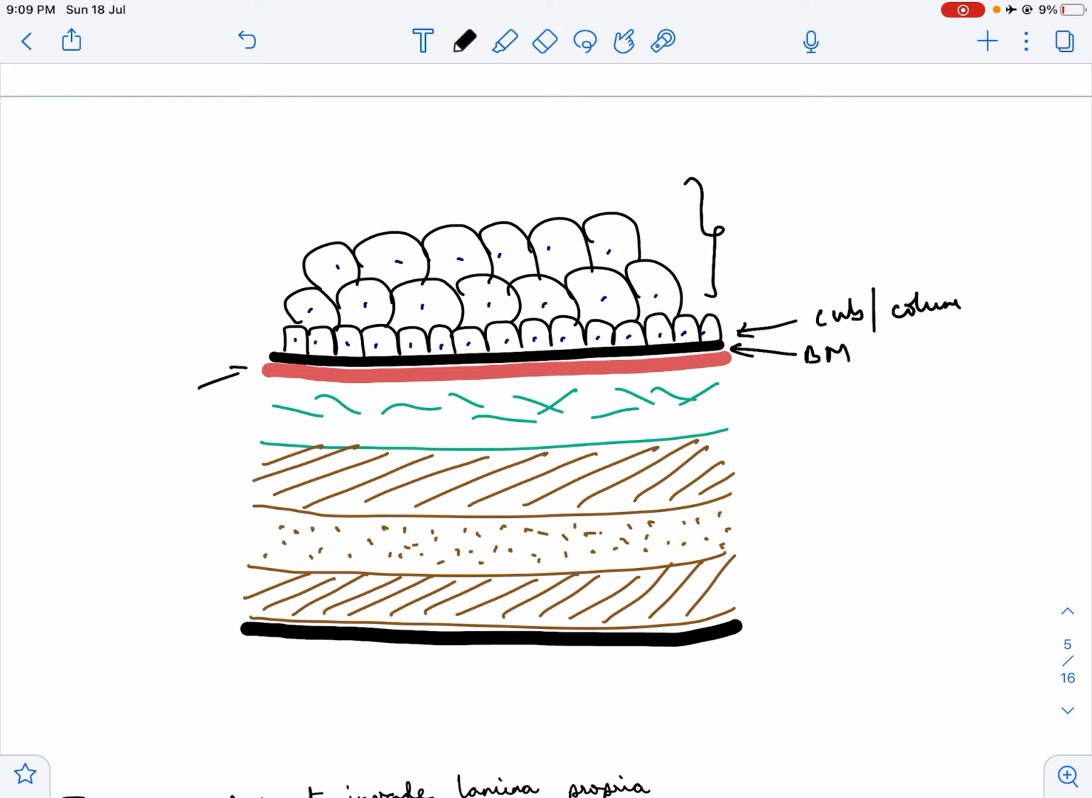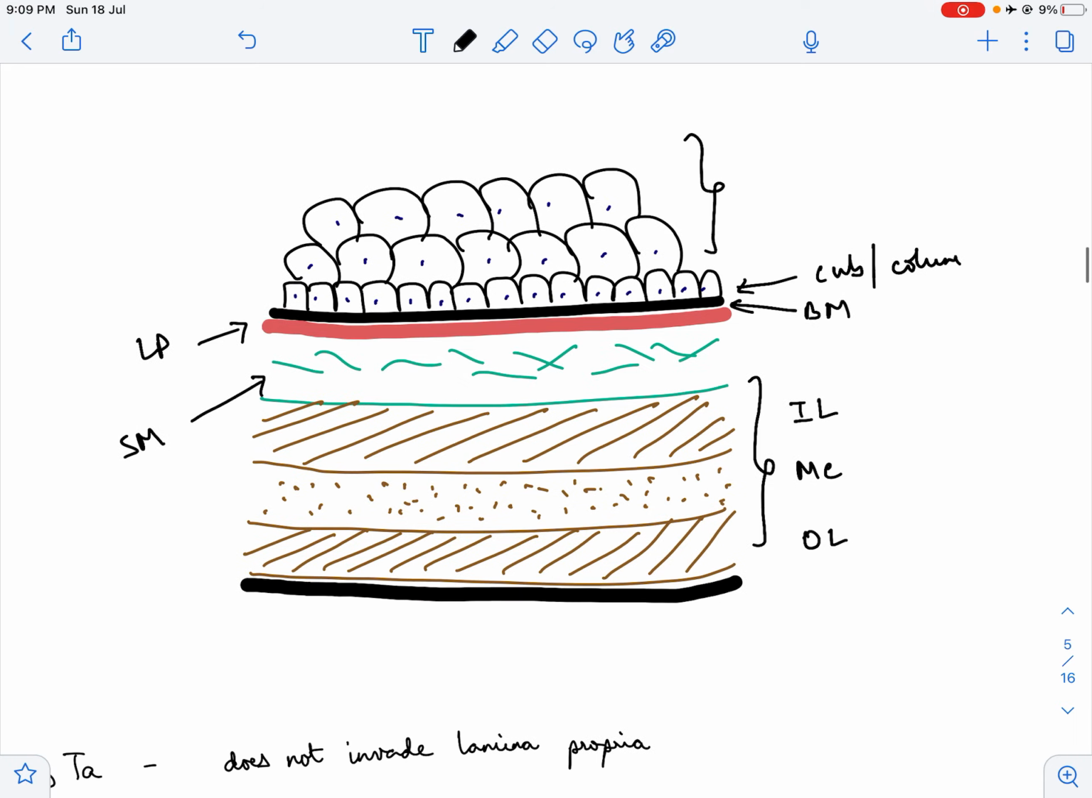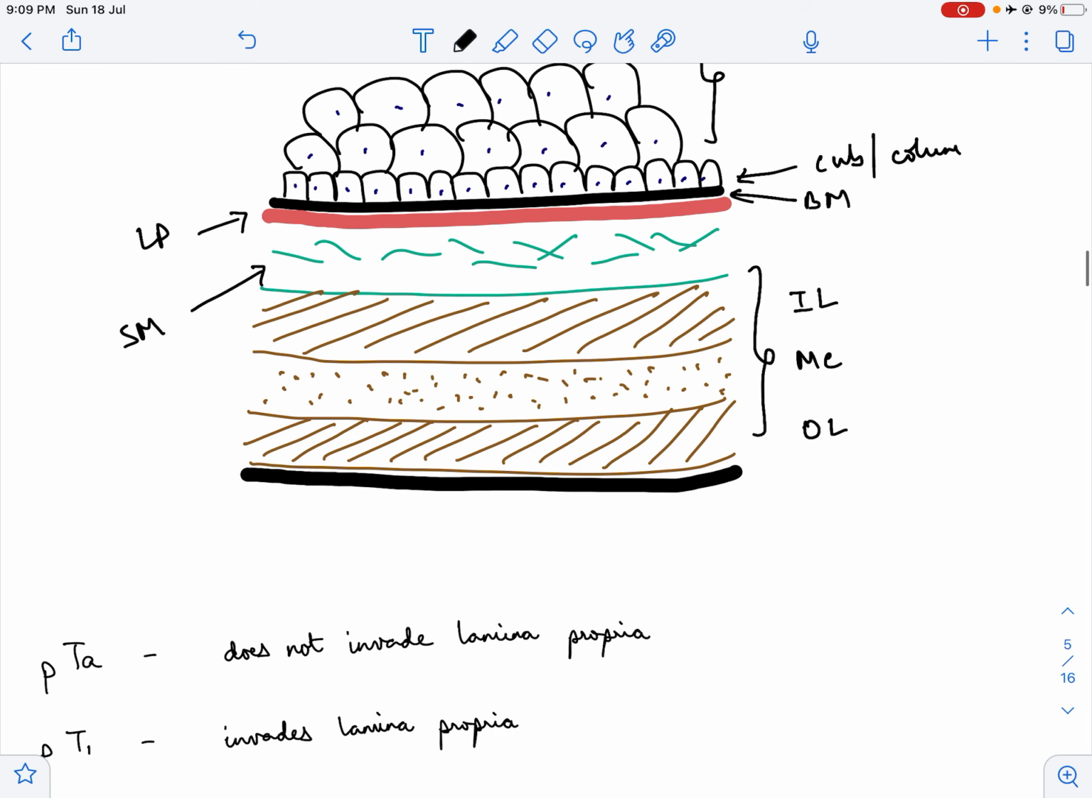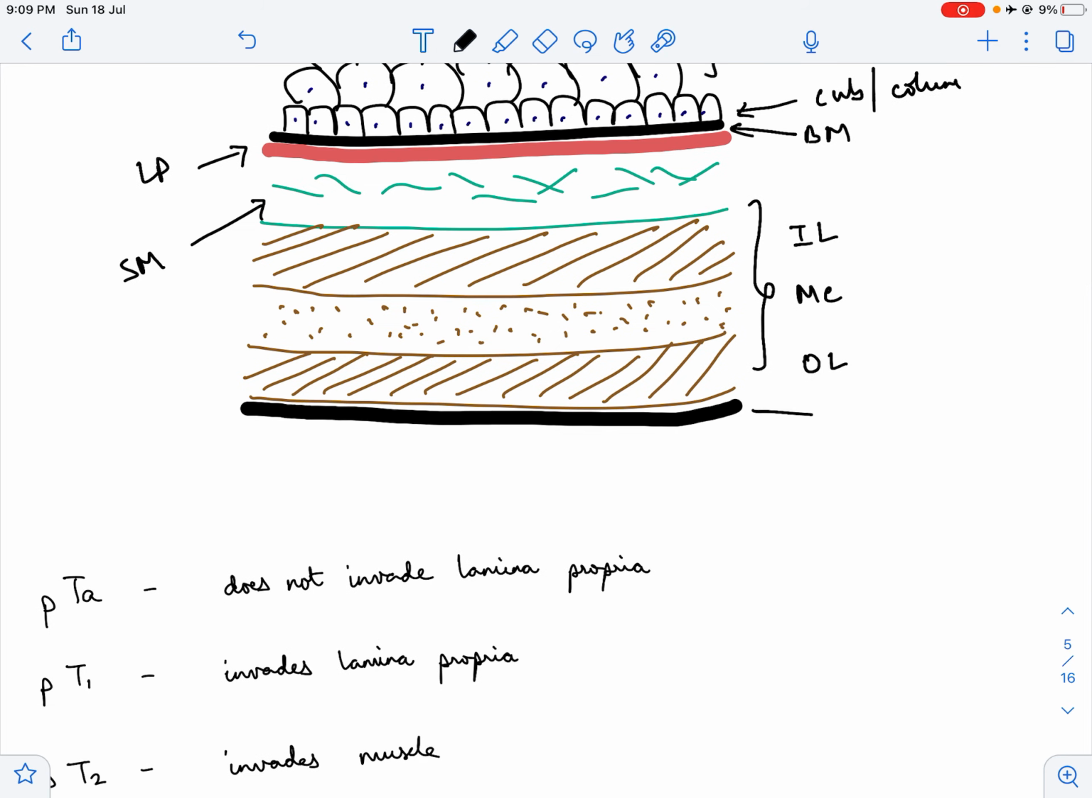Just below the basement membrane is the lamina propria. Beneath that is the submucosa, which consists of loose areolar tissue. The submucosa is characteristically absent in the trigone of the bladder. So in the trigone, the epithelium rests directly on the muscular layer. Now this is the muscular layer. It consists of 3 layers: outer longitudinal, middle circular, and inner longitudinal. This is in contrast to the muscular layers of the intestine, where it is outer longitudinal and inner circular. And outside the muscle layer is the serosa.